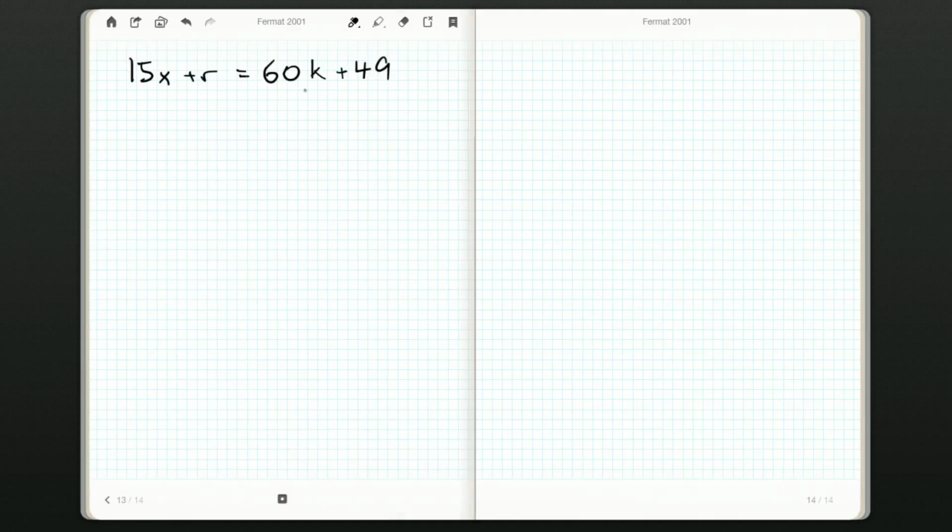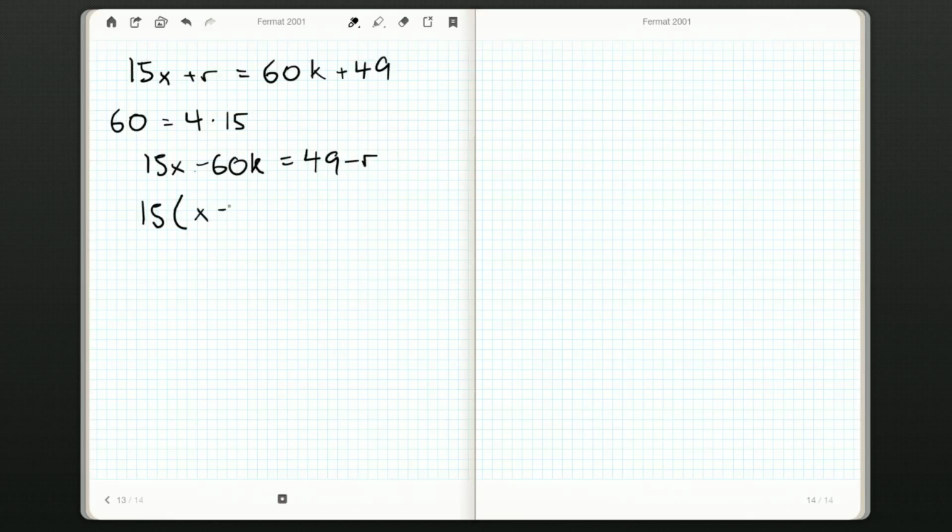And at this point, we need to realize that 60 is a multiple of 15. Okay, 60 is 4 times, well, we'll use the dot so we don't get confused with the x we have, 4 times 15. So let's bring everything that is a multiple of 15 over to one side. We'll do it the other way: 15x minus 60k is equal to 49 minus r. Okay? Well, we got a factor of 15 over here. So 15 times (x minus 4k) is 49 minus r.